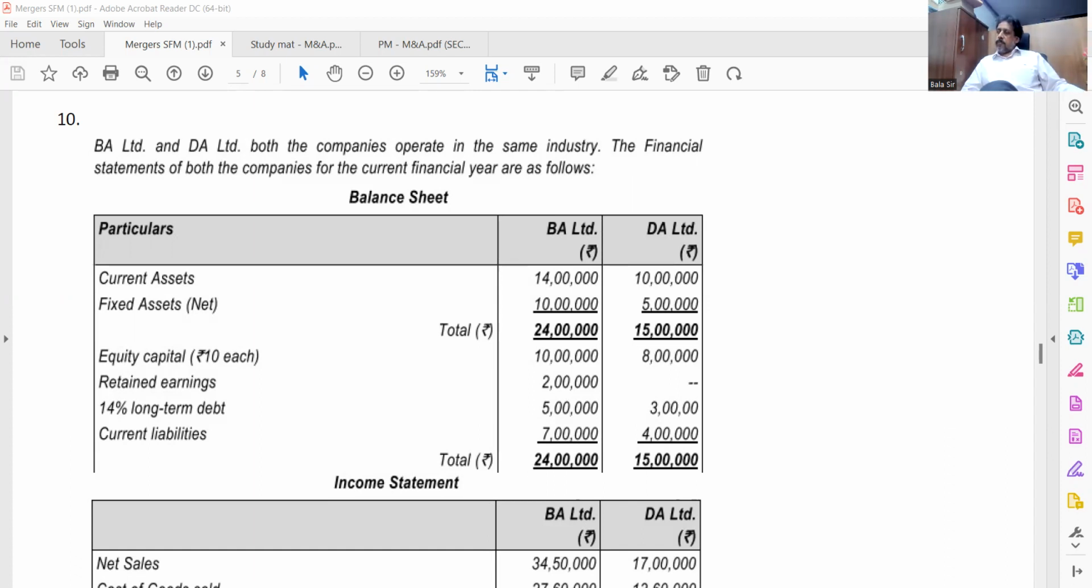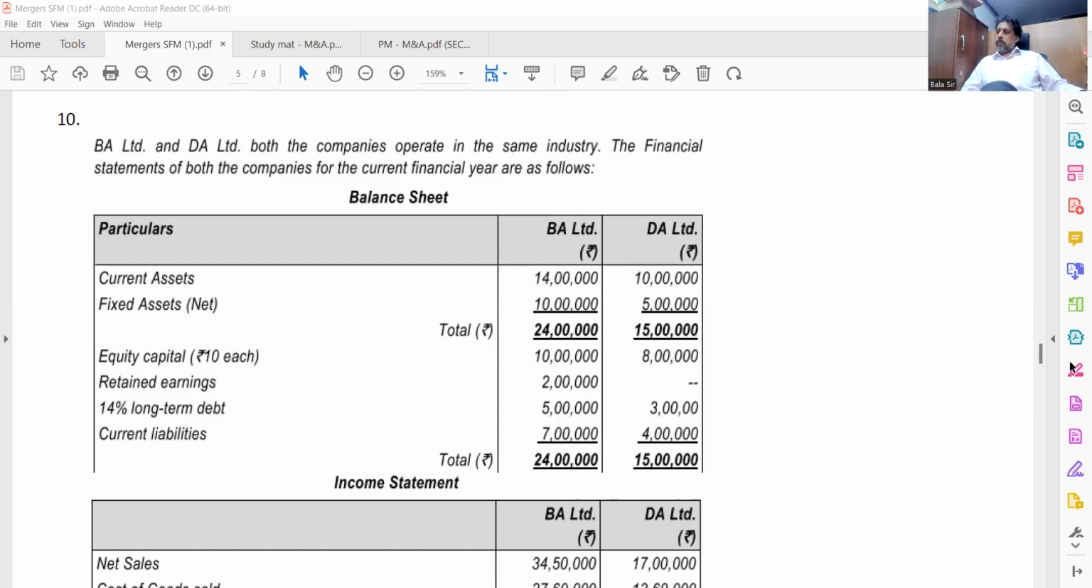BA Limited and DA Limited, both the companies operate in the same industry. The financial statement of both the companies for the current financial year are as follows. The balance sheet is given. So current assets for BA 14 lakh, DA 10 lakh. Fixed assets net 10 lakh and 5 lakh. So total 24 lakh and 15 lakh. Equity capital of rupees 10 each, 10 lakh and 8 lakh. Retained earnings 2 lakh and nil. 14% long-term debt 5 lakh and 30,000. Then current liabilities 7 lakh and 4 lakh. So in all 24 lakh and 15 lakh.